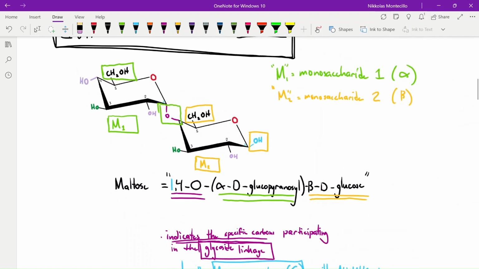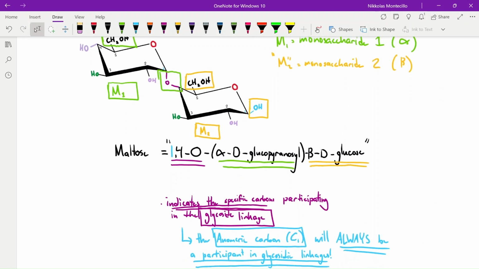In glycosidic linkages, it's usually a 1,4 linkage between units, right? But this won't always be the case, as we'll see later. So the anomeric carbon C1 will always be a participant in glycosidic linkage.